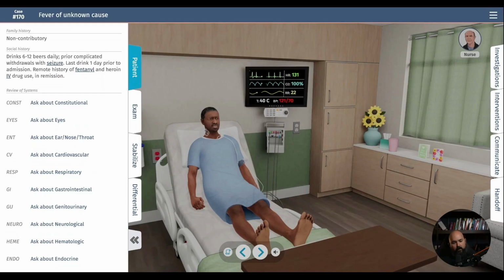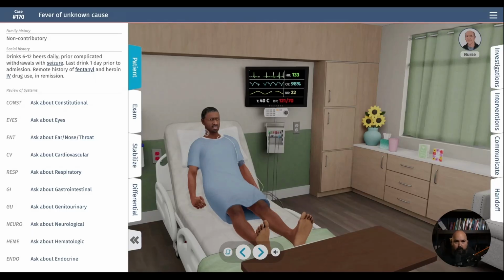He drinks 6 to 12 beers daily. Prior complicated withdrawals with seizure. Last drink 1 day prior to admission. Remote history of fentanyl and heroin IV drug use and remission. So he drinks 6 to 12 beers a day. Now, why is it relevant? And I'm going to be honest, in real life, it can give you a general gauge of potentially how severe a withdrawal syndrome is going to be, but it's not a definitive predictor.